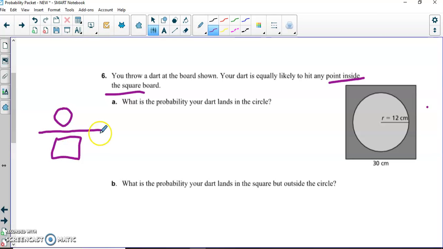Okay, so now we're going to use some geometry to figure this out. The area of the circle is pi r squared. So pi r squared here, 12 squared is 144, so that would be 144 pi. And then on the bottom, I need the area of the whole square. The formula for a square is length times width, or side squared. So 30 times 30, which gives me 900.